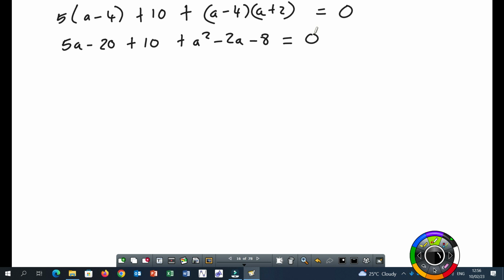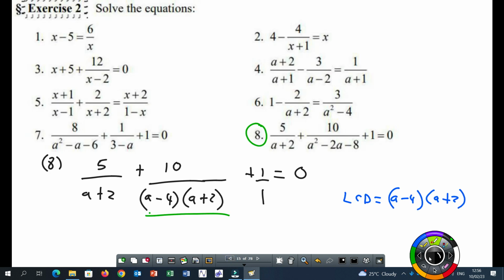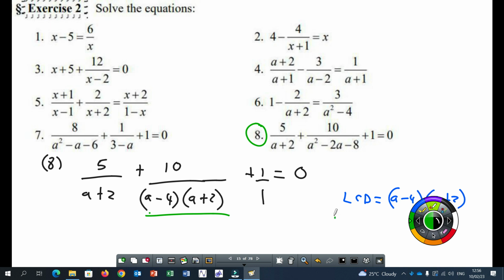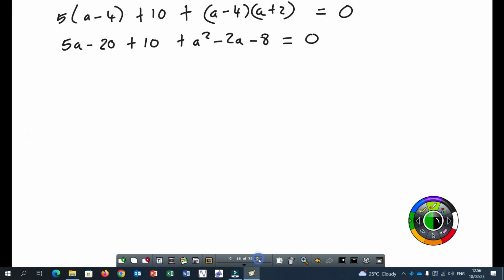But I need to just add the restrictions. Our restrictions here will be a can never be negative 2, and also a can never be equal to positive 4. Those restrictions are important because if you get them as your final answers, it is possible that the equation might not have a solution or one of them may not be a solution. So it depends on the question. Okay, so let's carry on.